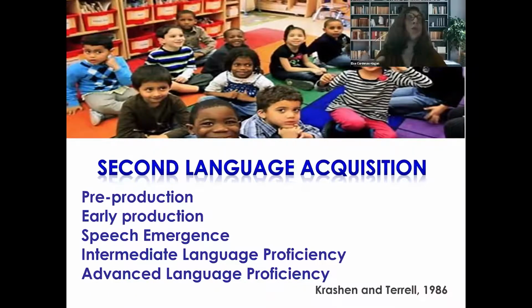Speech emergence, we're so excited because now they're using simple sentences to get their message across. In intermediate, now they're using more complex sentences. They've got conjunctions in there, right? They've got prepositional phrases. And we say it takes 5 to 7 years to get to the advanced language proficiency level, whereby you have the excellent vocabulary, excellent syntax, excellent language structures, and you can't really tell the difference between a monolingual English speaker and this speaker that is speaking English as their second language.